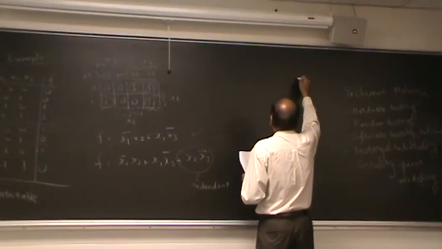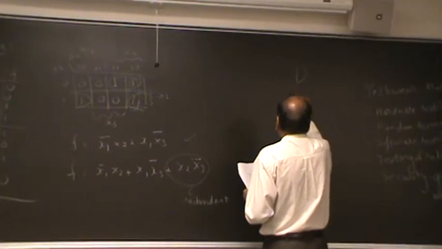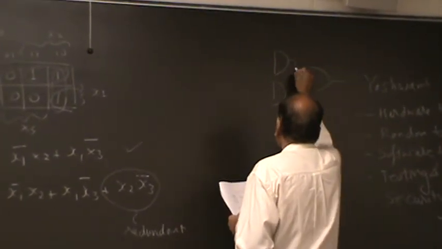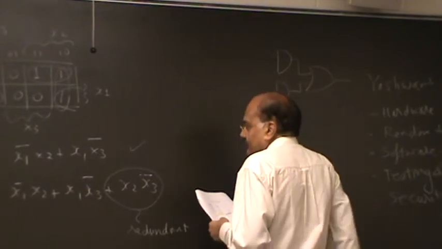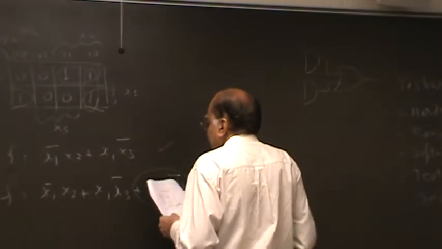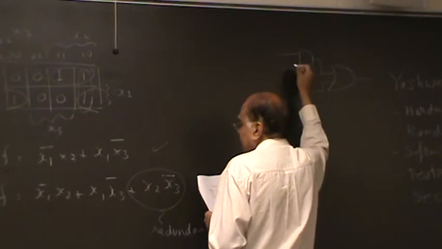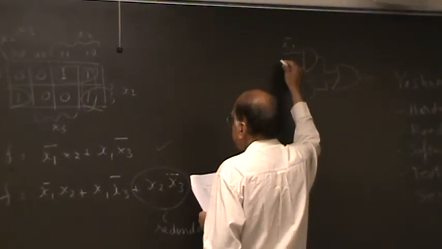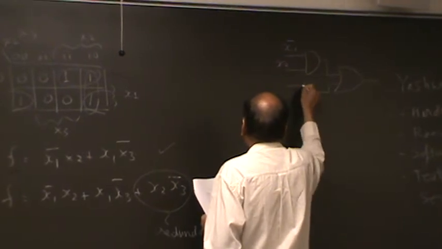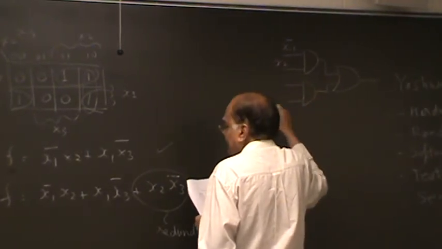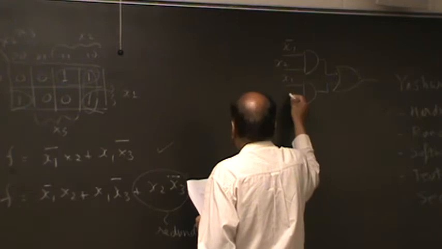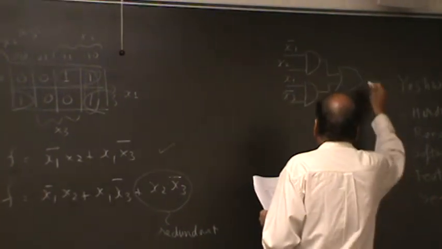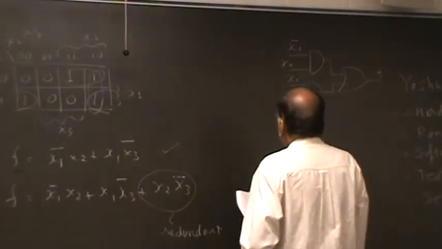So here, this is basically what you call a two-level design. Here you have an OR gate. And if you implement this, you have here x1 bar, and here you have x2. And here you have x1, x3 bar, and here is f.